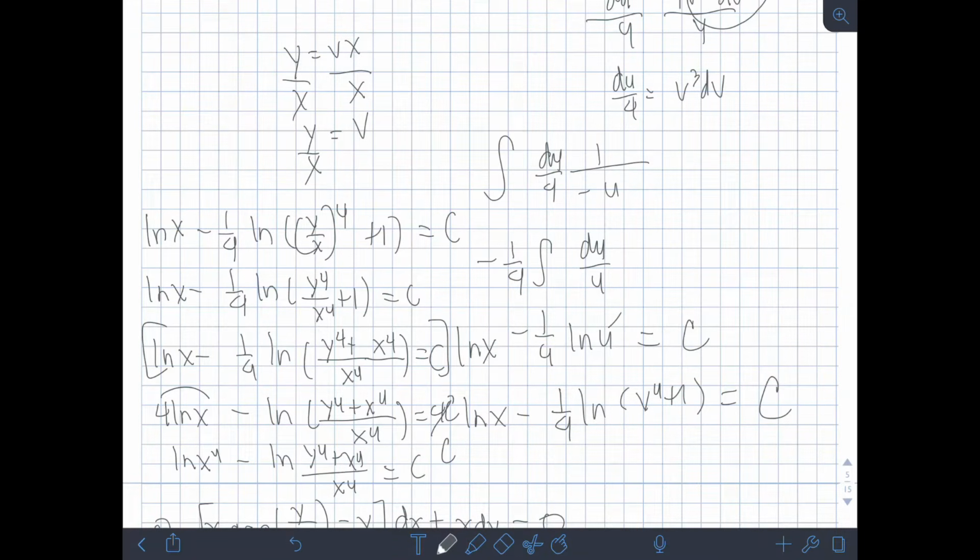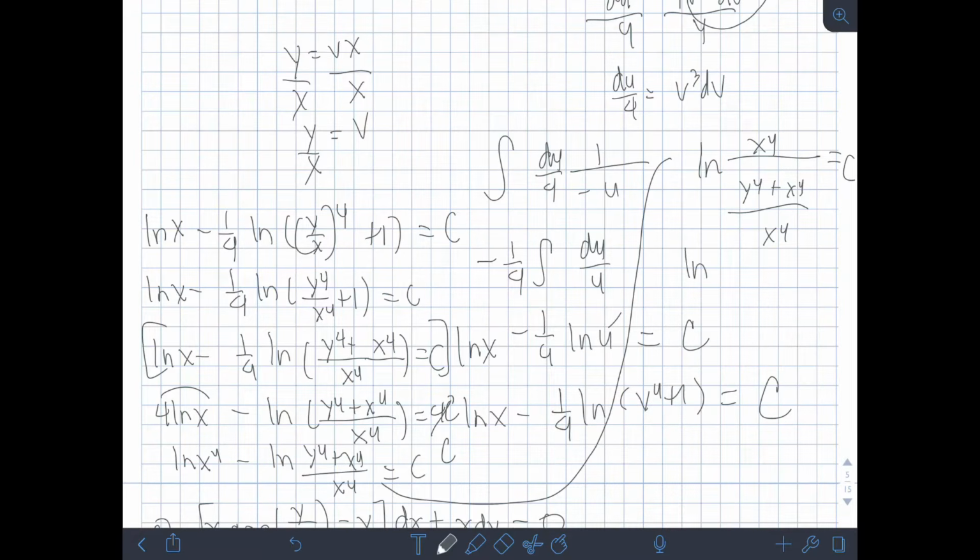Then apply the division rule for logarithms. So we can make this as, since they are logarithms, the division rule gives ln of x to the fourth all over (y to the fourth plus x to the fourth) over x to the fourth equals c.